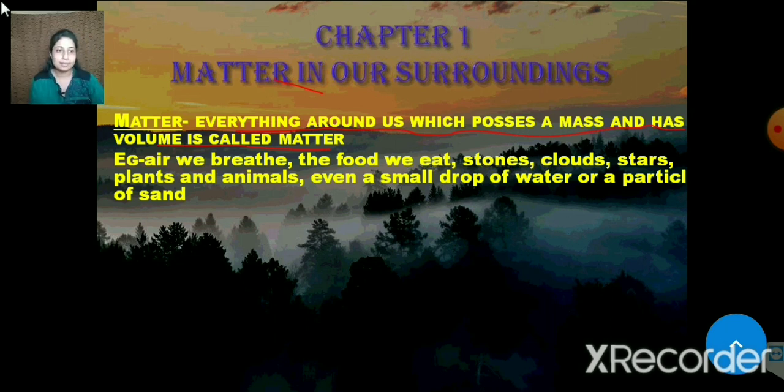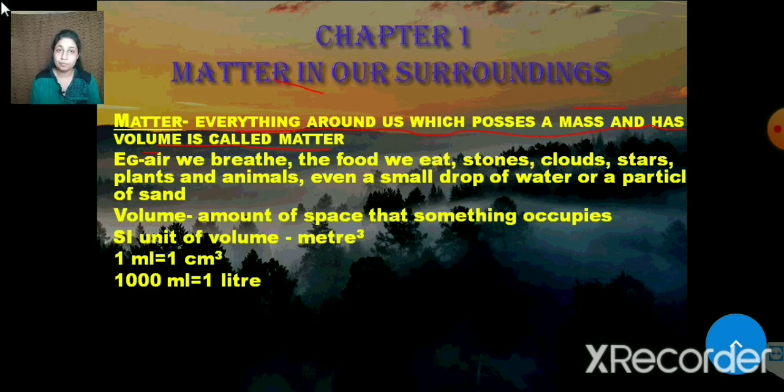Now, what are mass and volume here? Volume is the amount of space that something occupies. That means, if we consider this box, then this box has a certain length, a certain breadth and a certain height. With these three things, we can find out the volume of this box. As it is a cuboid, the volume of this box will be length into breadth into height.